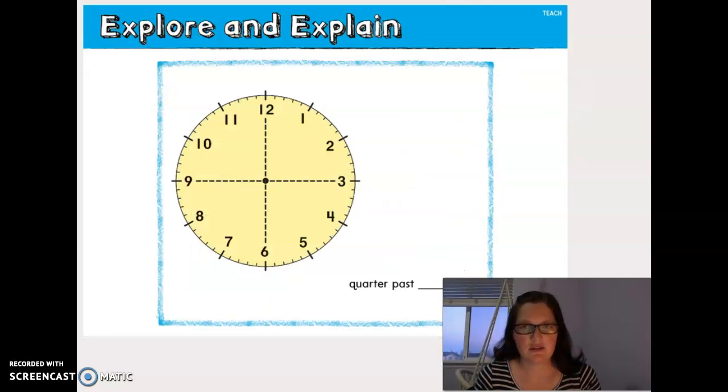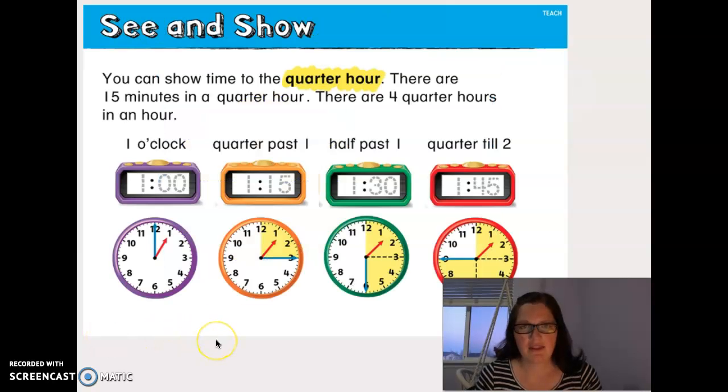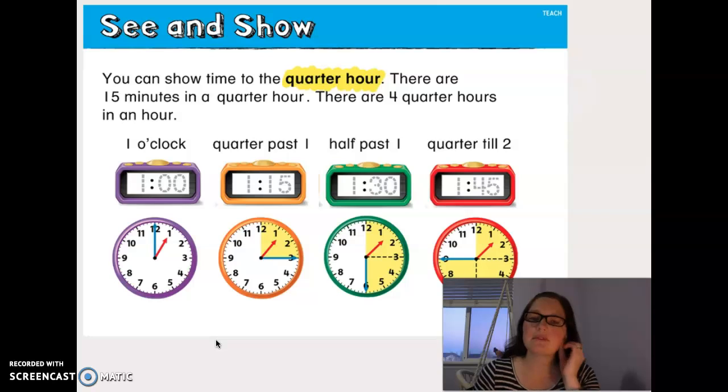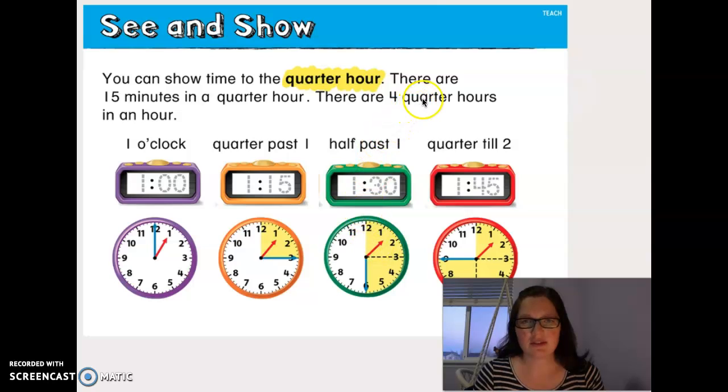And let's look at our vocabulary words. Okay, remember, quarter hour is when we cut these into 4 pieces or 4 quarters with 15 minutes in each quarter. So this would be 1 o'clock. I'm going to change to the next one so we can see those pink letters, pink numbers.